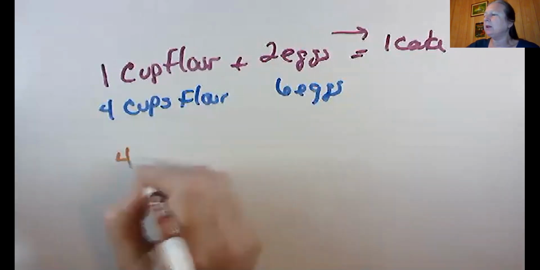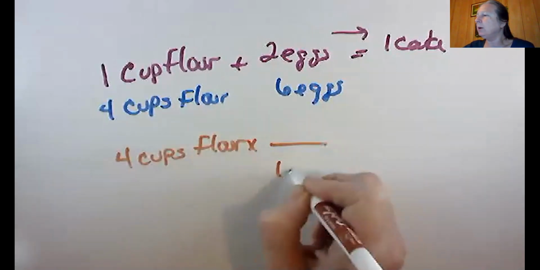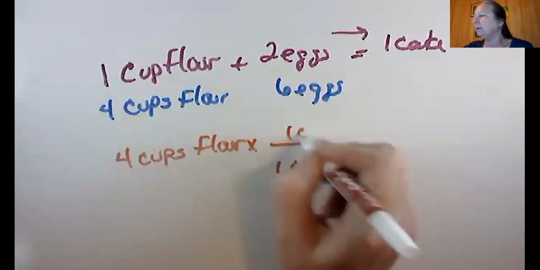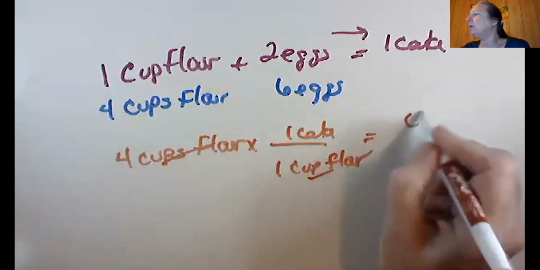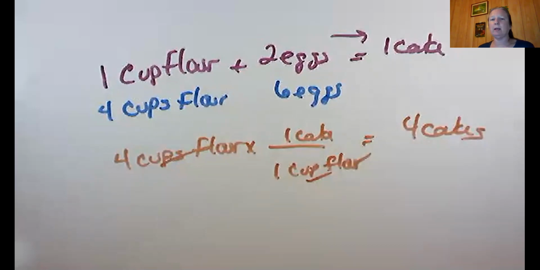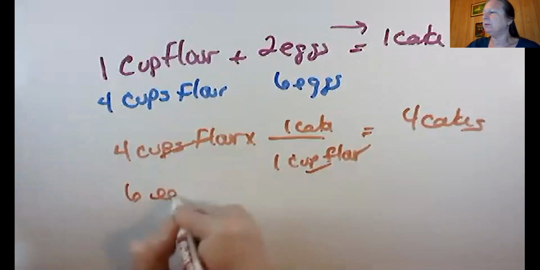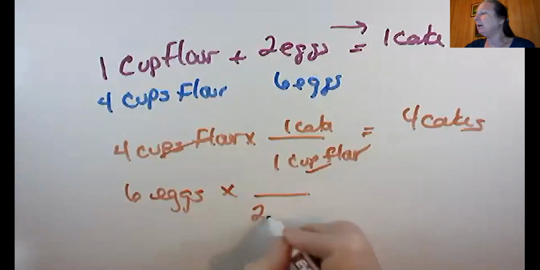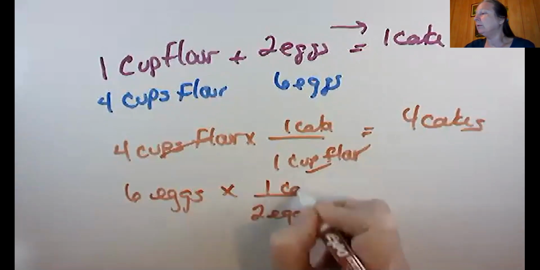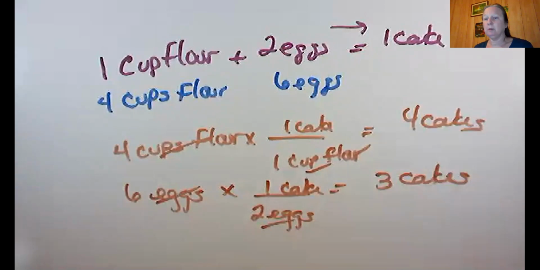I have 4 cups of flour. Start with what you're given. For every 1 cup of flour, I can make 1 cake. So I can make 4 cakes today with the amount of flour I have. What about my eggs? I have 6 eggs. For every 2 eggs, I can make 1 cake. So I can make 3 cakes using the eggs I have. So how many cakes can I make? 3.